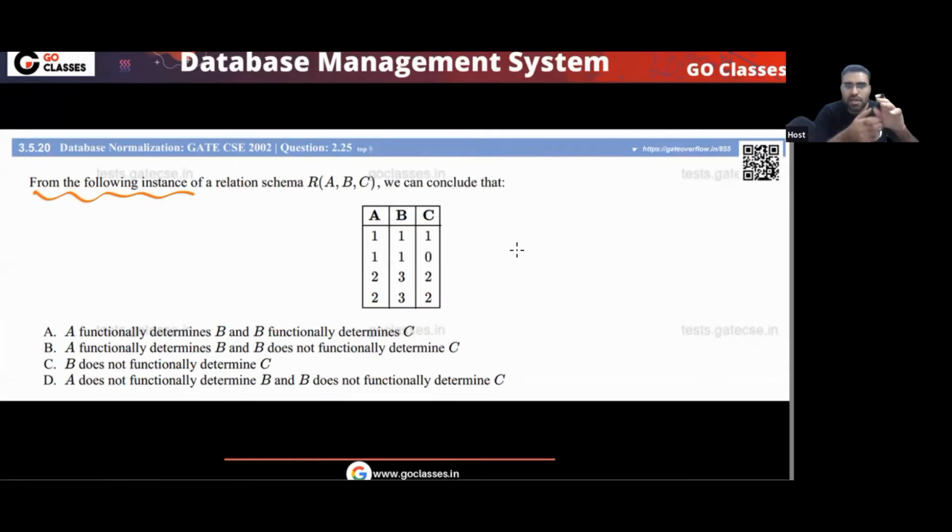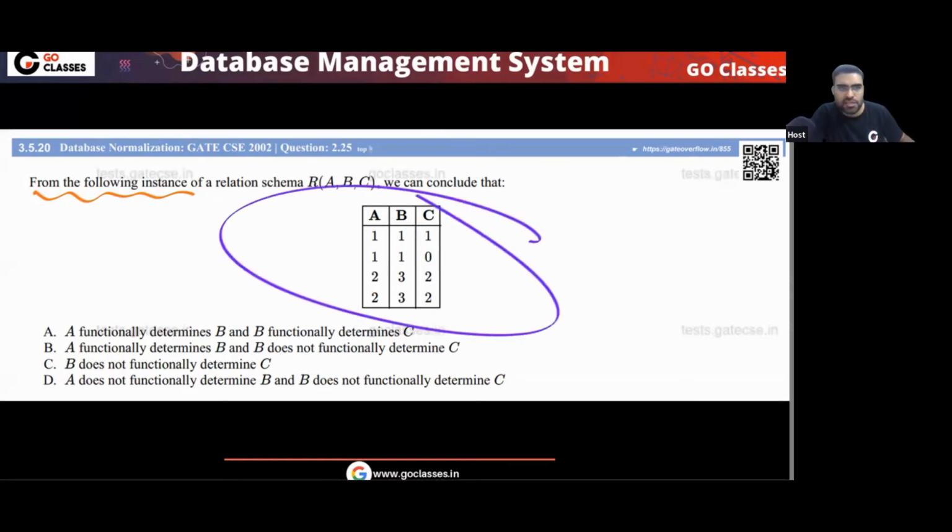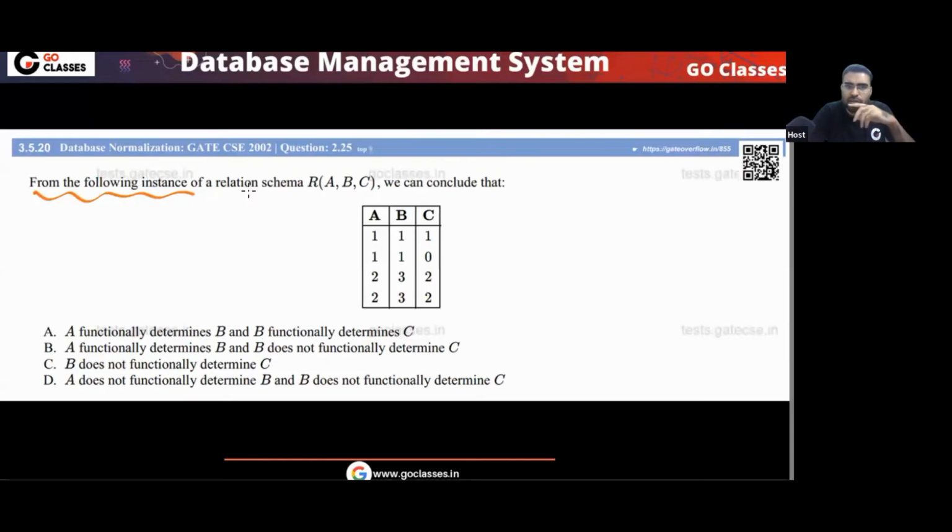I told you that if I give you some instance, you can eliminate some functional dependencies from the instance, but you can never say that some functional dependency holds. Is this clear? Because functional dependencies are defined on what? On the instance or on the schema? They are defined on the schema.